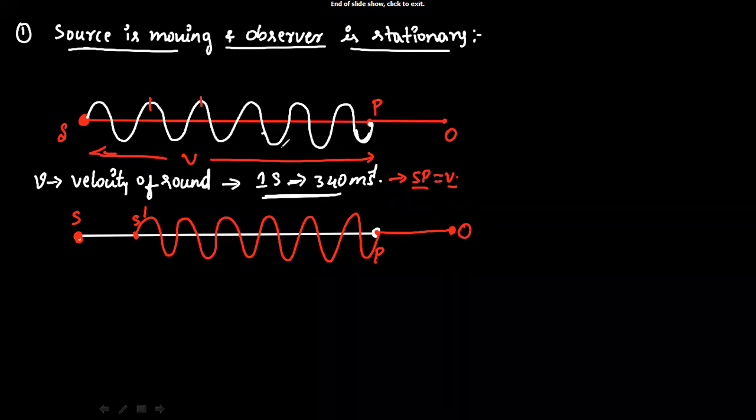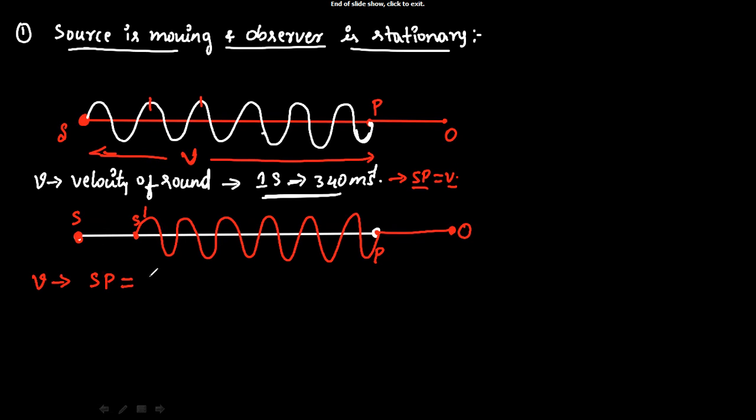Now the distance traveled by the wave, initially we take as V. So V is nothing but the distance traveled by the wave. V is the velocity of the sound wave, and the distance traveled by the wave in 1 second is given by SP equals V. Next, Vs is the distance traveled by the source. Then V is the actual distance. Now, what is the distance from S dash to P? This is V minus Vs. So I can write here S dash P is equal to V minus Vs.